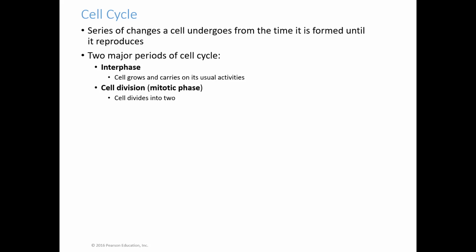But then it will go into mitosis. When it's time to reproduce, it will go into mitosis and cell division. And that is a very, very short period of time. It is usually measured in seconds. If a cell lives for 24 hours, the last 5 or 10 seconds of the 24 hours is how much time the cell is going to spend in mitosis and cytokinesis.